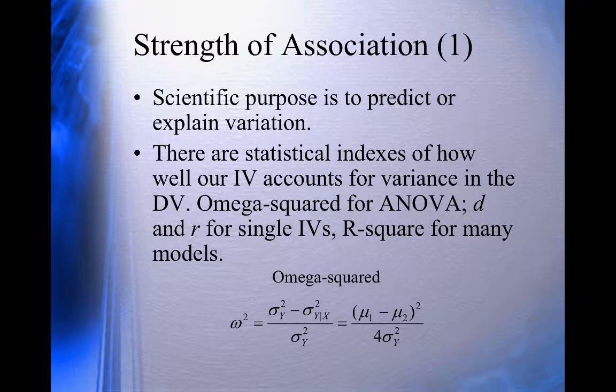So there are a number of statistical indices of this. These are called effect sizes, and common ones include omega squared for analysis of variance, d, Cohen's d, and r, Pearson's r for single independent variables, and R square for a lot of models. So when we do regression models and a lot of analysis of variance models, we can also talk about R square. I'm going to show you first omega squared.